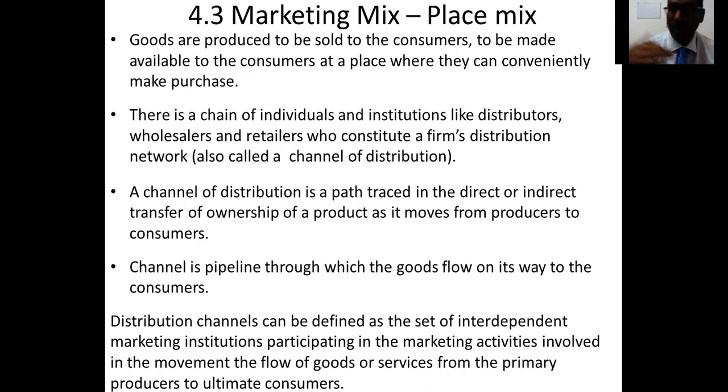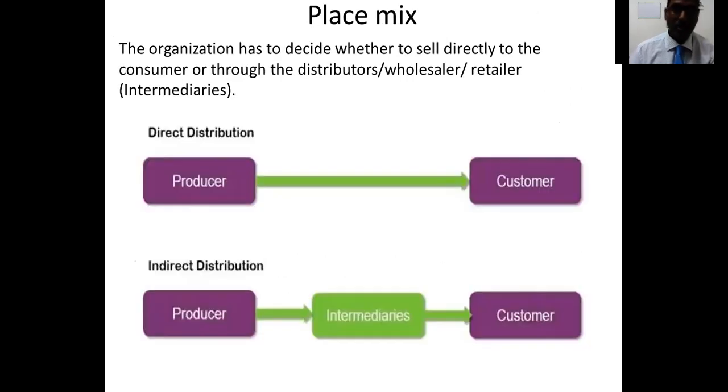So this is like from manufacturer it goes to the wholesaler, then retailer, something like that. So with every channel it goes, the prices usually go up. So distribution channels can be defined as a set of interdependent marketing institutions participating in the marketing activities involved in the movement of goods or services from primary producers to ultimate customers. So these intermediaries who are called distributors or distributing channels take a product from the producer to the consumers.